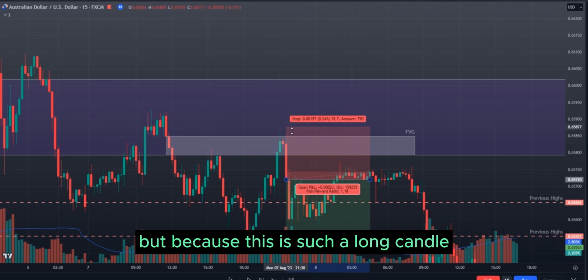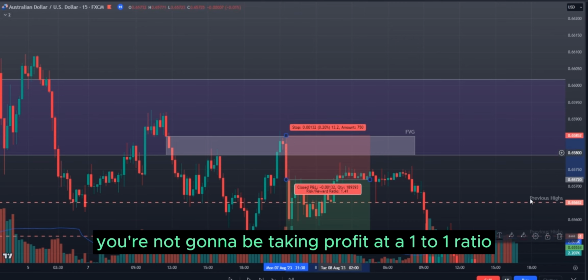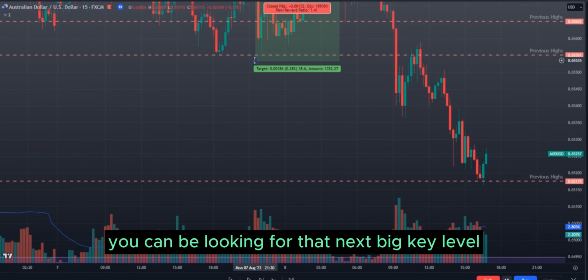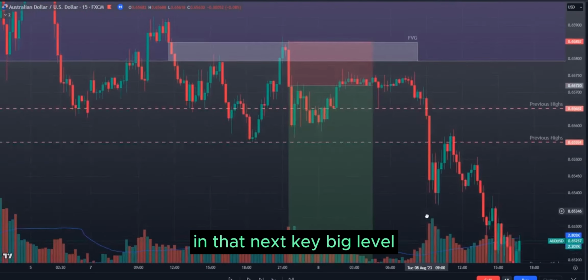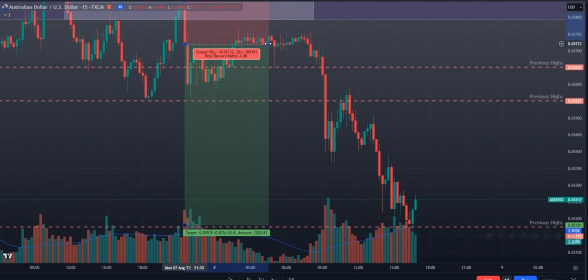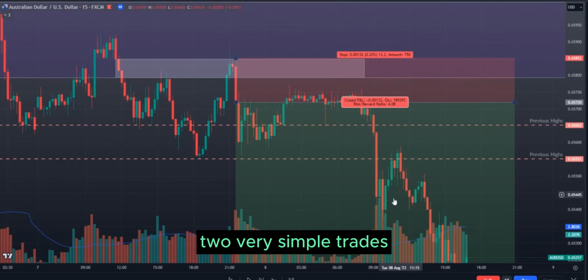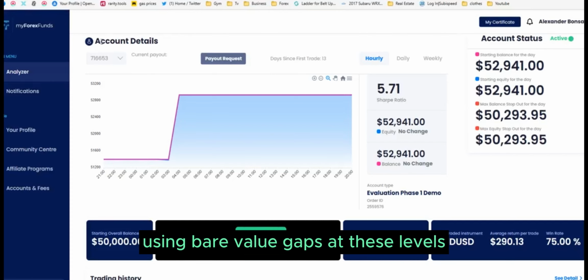But because this is such a long candle, you're not going to be taking profit at a 1-to-1 ratio. You're going to be looking for that next big key level for a 4-to-1 R. Two very simple trades using fair value gaps at these levels.